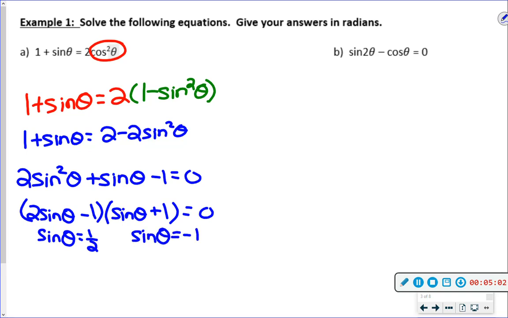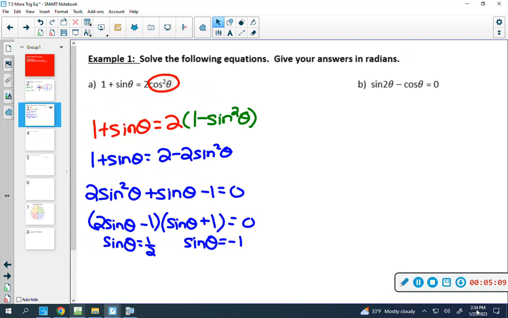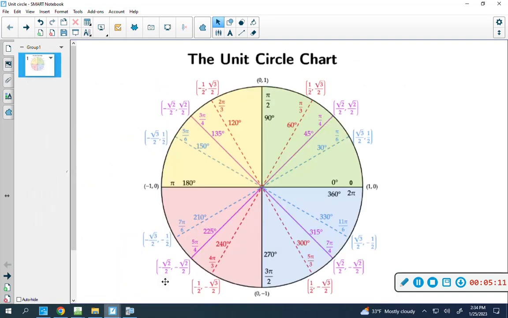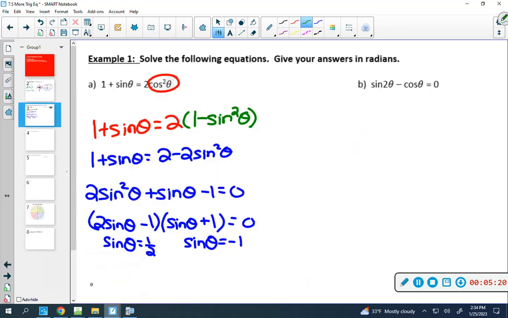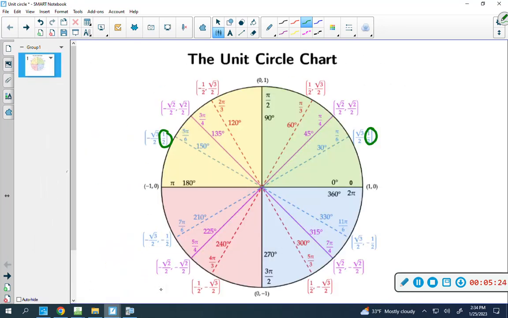Now, personally, I like sine. If you have sine or cos, super easy. I'm not drawing triangles. You can draw triangles, but of course I'm going to pull up my unit circle. So I'm looking for where sine is a half, sine is a half. Oh, there we go. Sine is a half, sine is a half. Got it, got it. And our other answer, we need where sine's negative 1. So negative 1 right there.